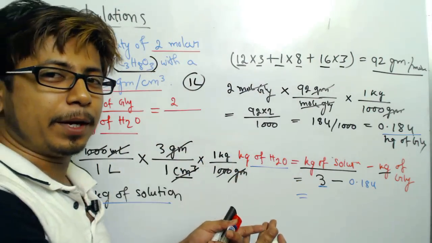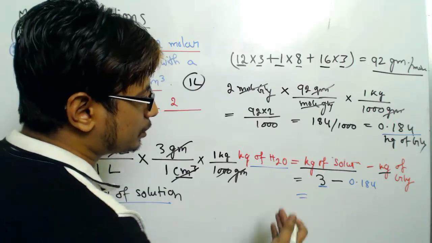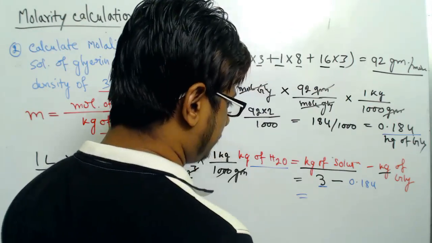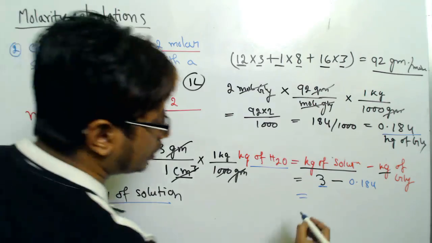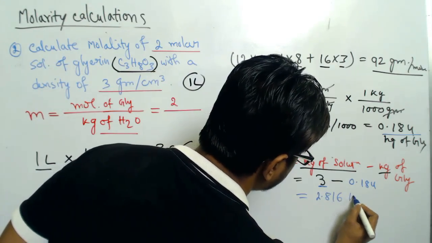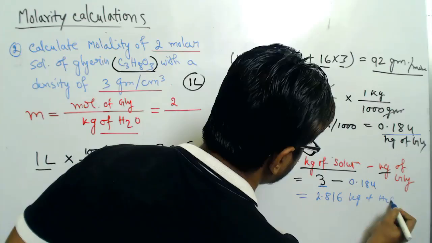Because this is the most difficult part, remember I told you in the first place. So what will be the answer in here? 3 minus 0.184 gives us 2.816. So 2.816 kilogram of water.